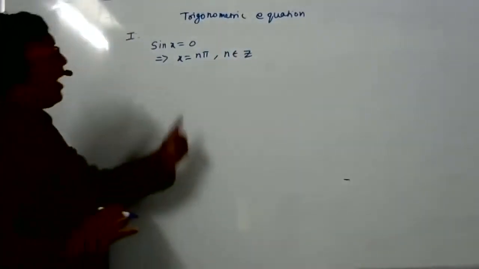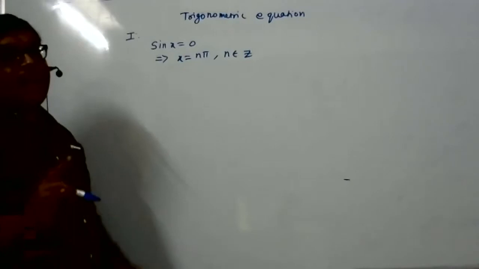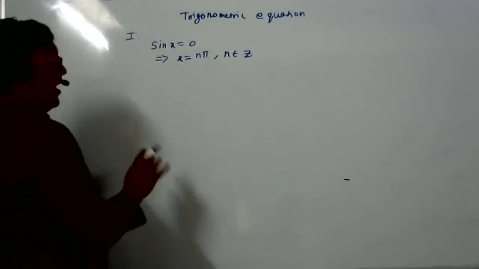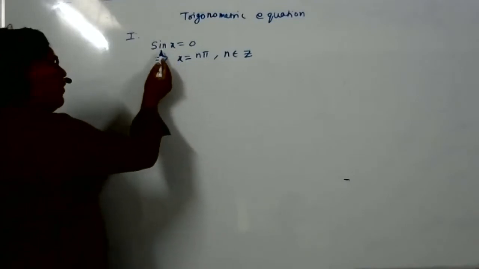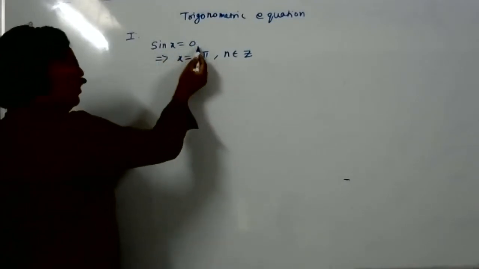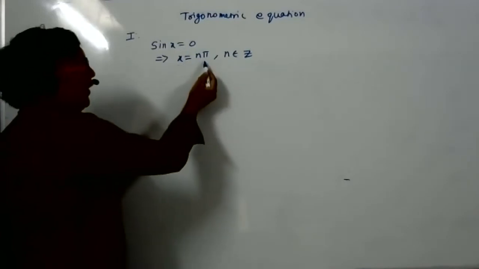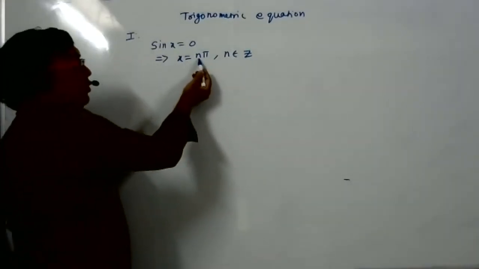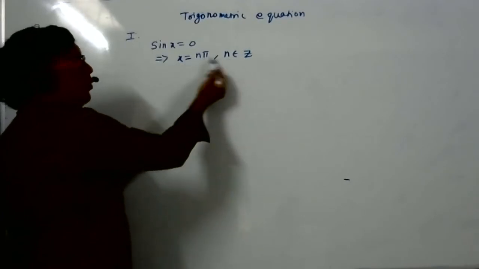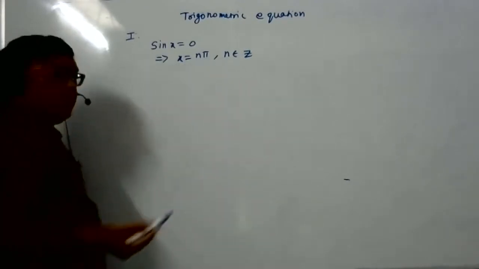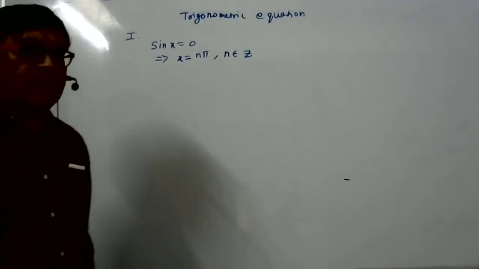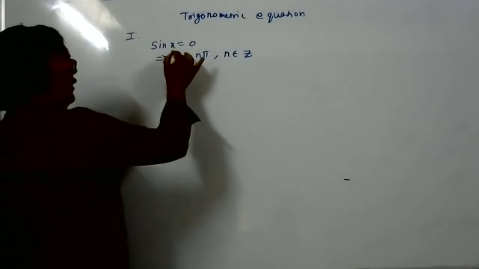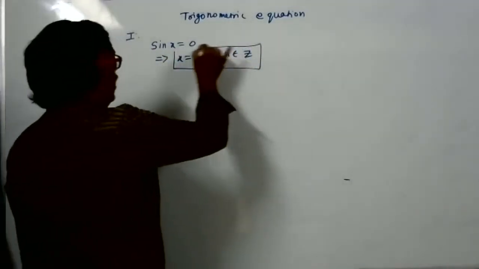Now how I get n pi, for that I will draw the graph of sin x and teach you. I can teach the other way also, but the graph is easy. If sin x is 0, what is the x value? x will be n pi, n will be an integer. You can put any integer. Put 0, x will be 0. Put 1, x will be pi. Sine 0 is 0, sine pi is 0, sine 2 pi is 0, sine 3 pi, every multiple of pi is 0. So x is equal to n pi, n belongs to integers.